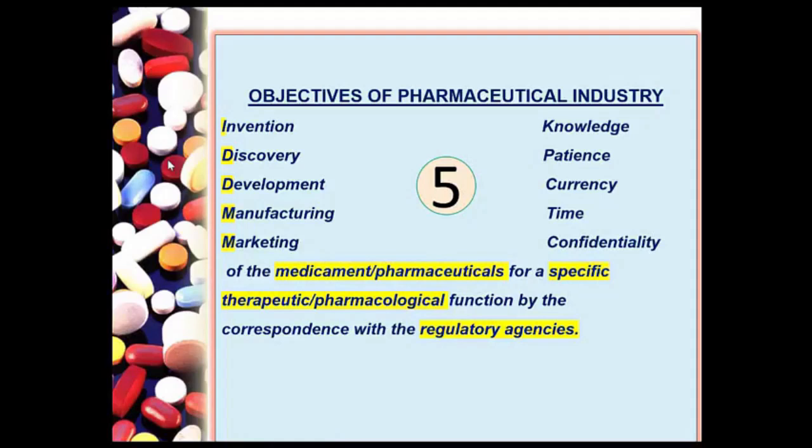What are the things we have to invest? Five things we have to invest again: knowledge, patience, currency, time, and confidentiality. This is also a five Panchatantra, which are to be inbuilt qualities of any pharmaceutical scientist.